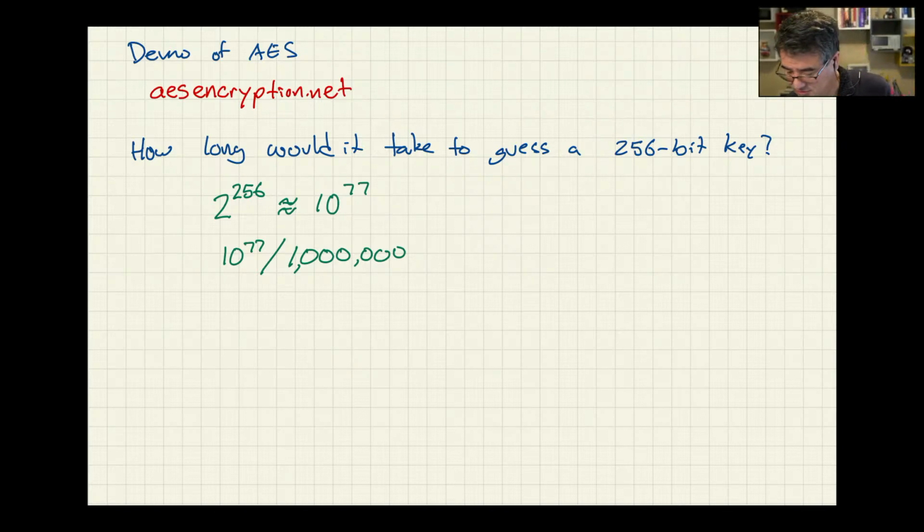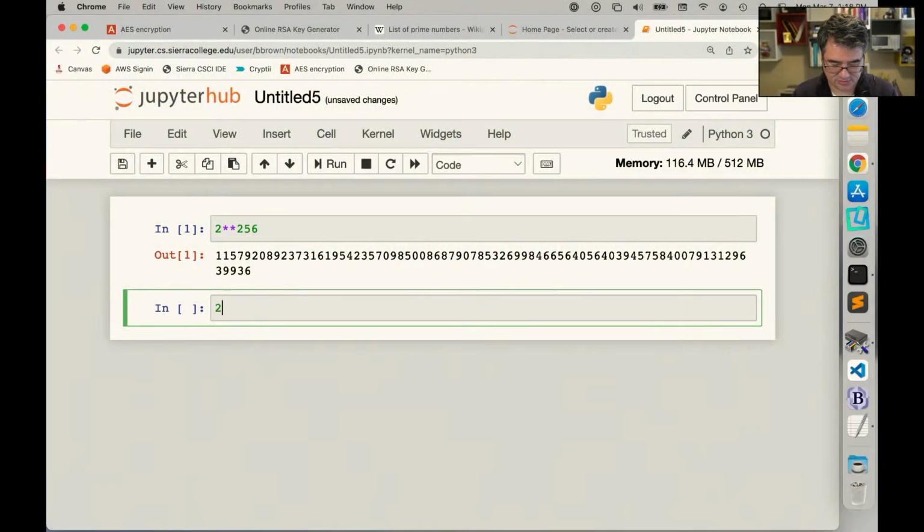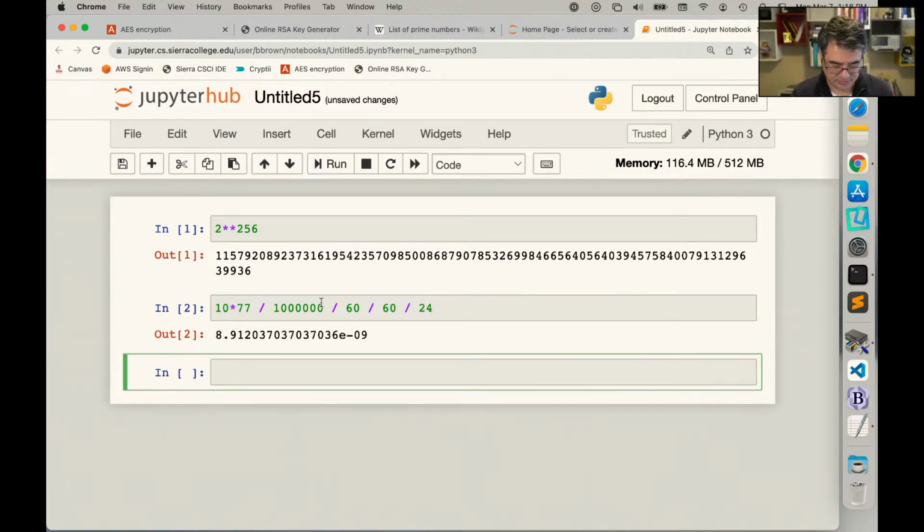Then we want to figure out how long that would take. So let's divide it by 60, the number of seconds in a minute, and then divide by 60 again, the number of minutes in an hour, and then divide by 24, the number of hours in a day. Let's see what we get. So 10 to the 77th divided by 1 million, divided by 60, divided by 60, divided by 24. There we go. So we get about 10 to the 66th days. And if we divide that number by 365, we get about 10 to the 63rd years.